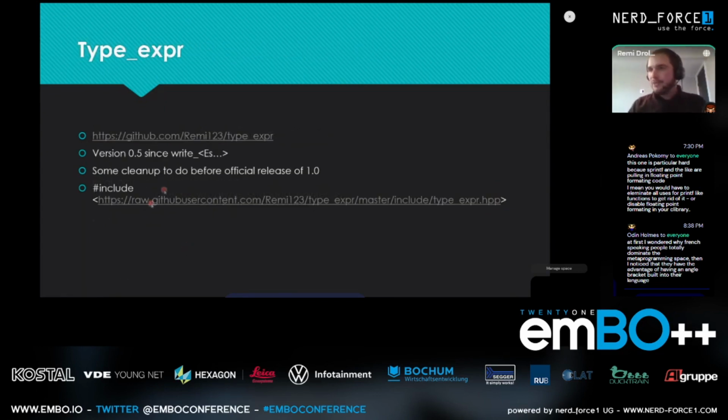So yeah, that's the end of my presentation. You can see my library at this address. It's version 0.5, since I need to do a little bit of cleanup, not a lot of things, just mostly function names, and make sure that everything is okay for the release of 1.0. And you can test it with Compiler Explorer using this include, the raw content of this file, because it's a one file library. So yeah, that's my presentation.